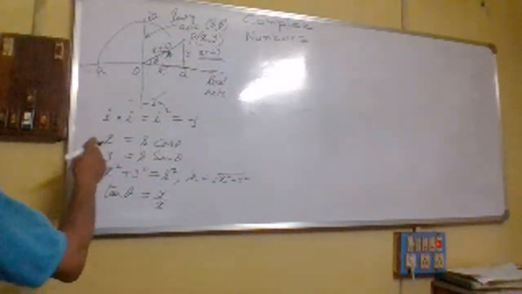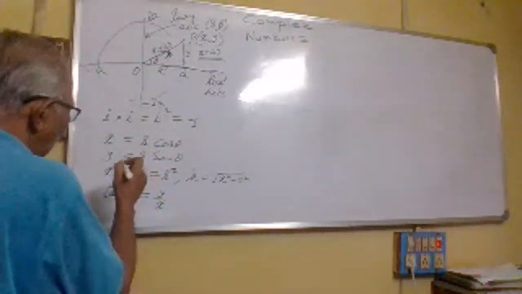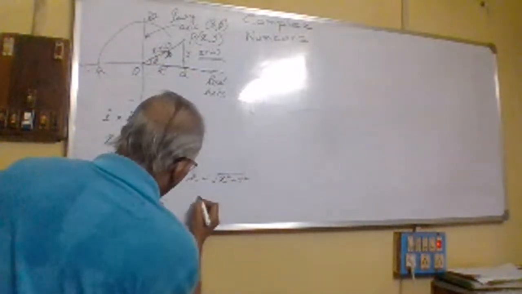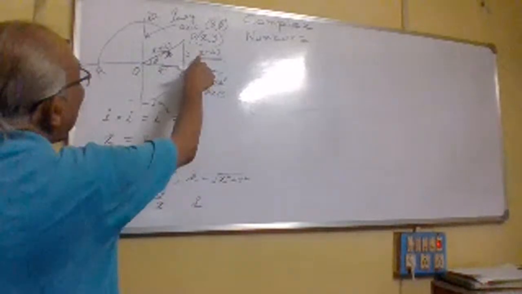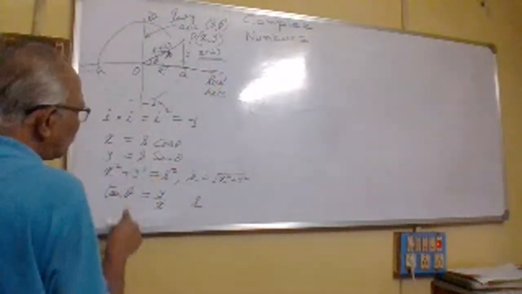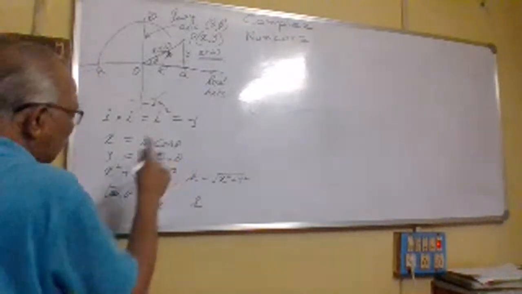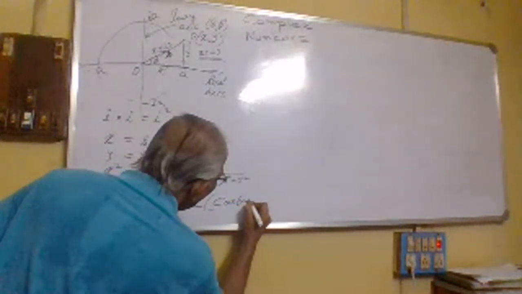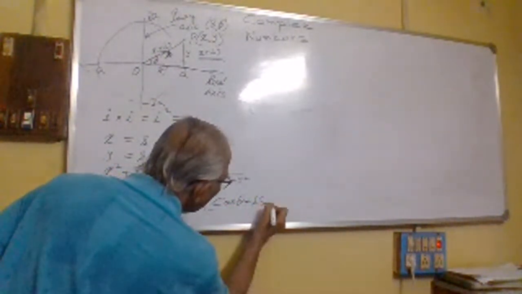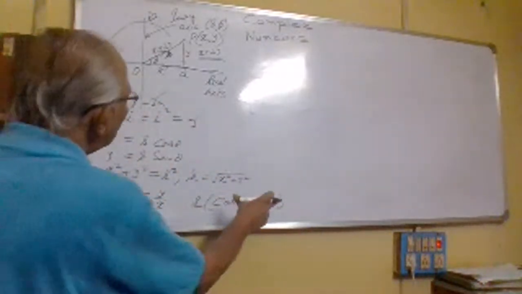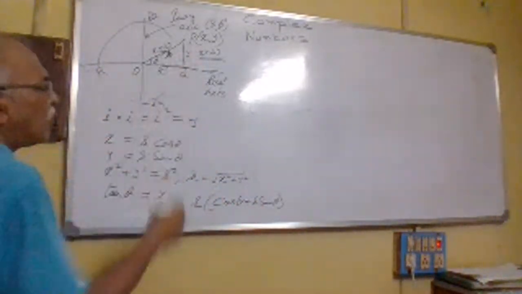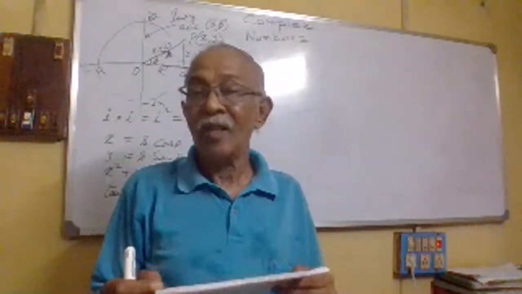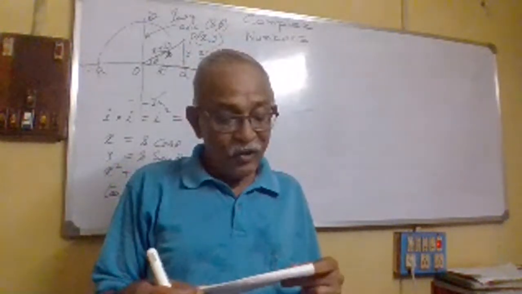So in this way, we are getting a relation. The number x plus iy we are writing in this type: x plus iy equals r cos theta plus i into r sin theta. So taking r common, we are writing r times cos theta plus i sin theta. So this is the expression of x plus iy in polar form. These things you have to remember.